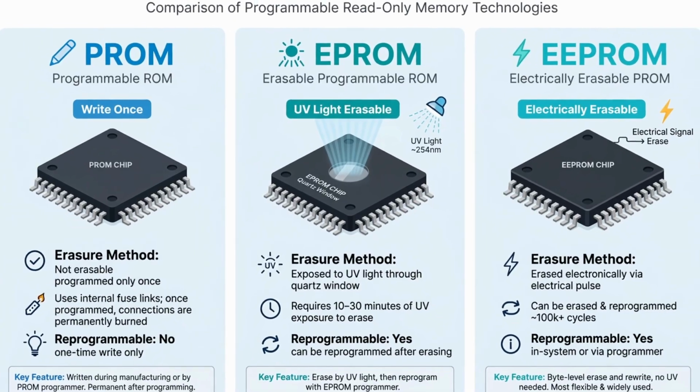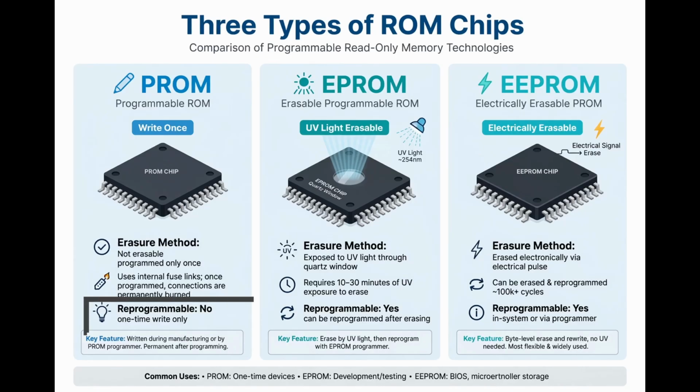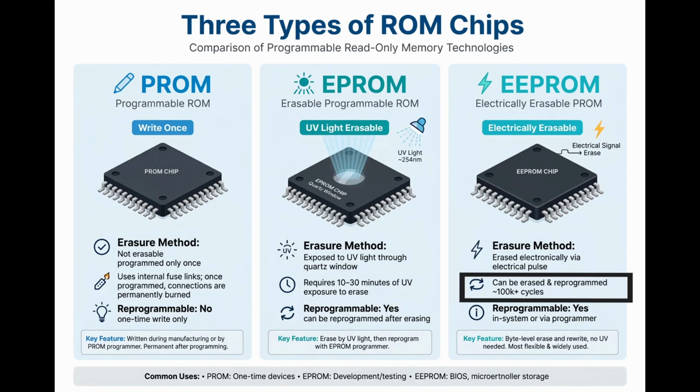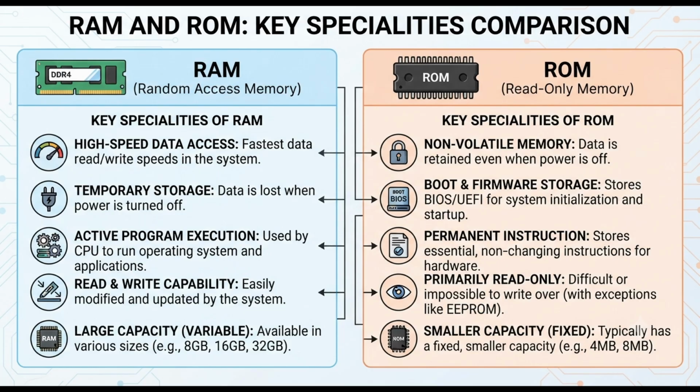Here are the three you'll commonly hear about. PROM, programmable ROM, which can be written to once. EPROM, erasable programmable ROM, which can be erased using ultraviolet light. EEPROM, electrically erasable programmable ROM, which can be erased and rewritten electrically, and it's the most common type used in modern devices. So let's put them side by side.